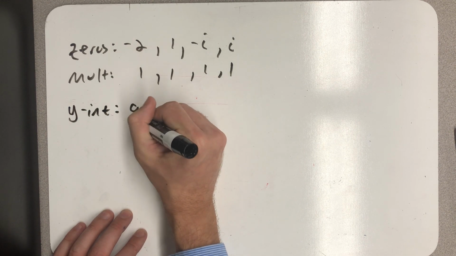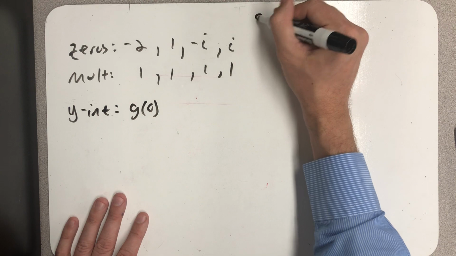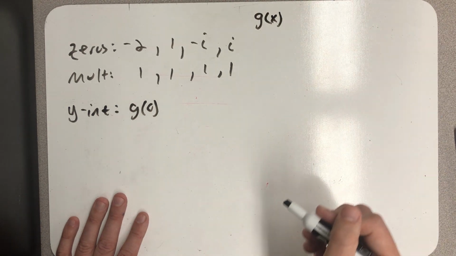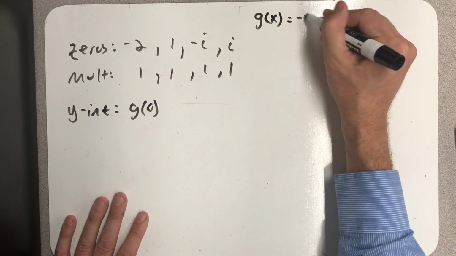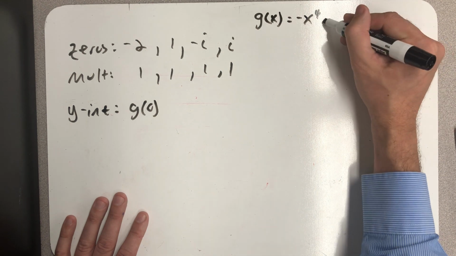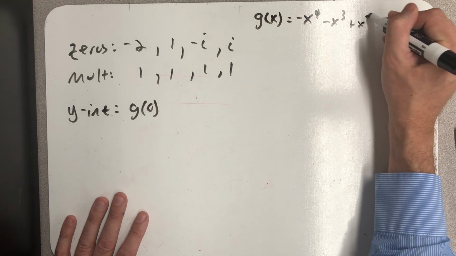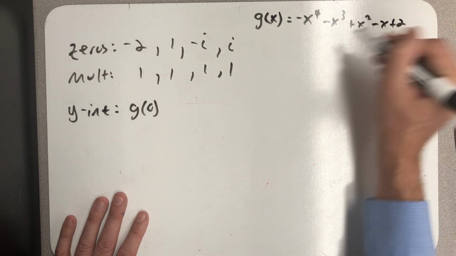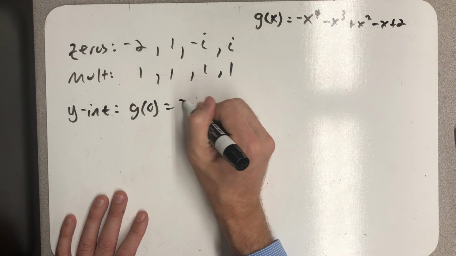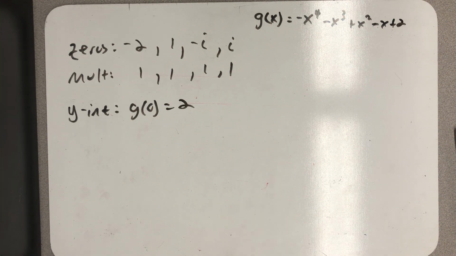All right, my y-intercept. I need to plug 0 in for x. So I'm going to write my original equation for g down. g was minus x to the fourth minus x cubed plus x squared minus x plus 2. So g of 0 is 2. And that gets us ready to start our graph.